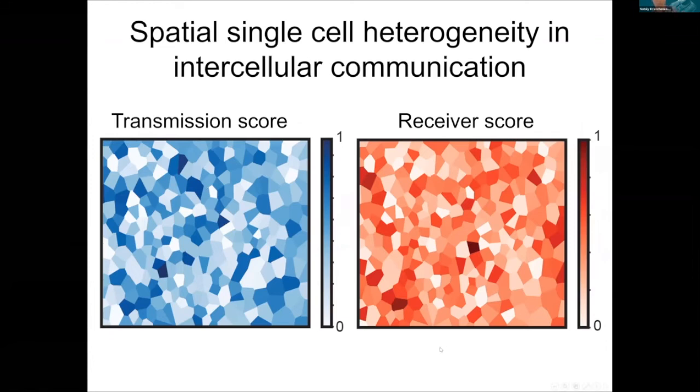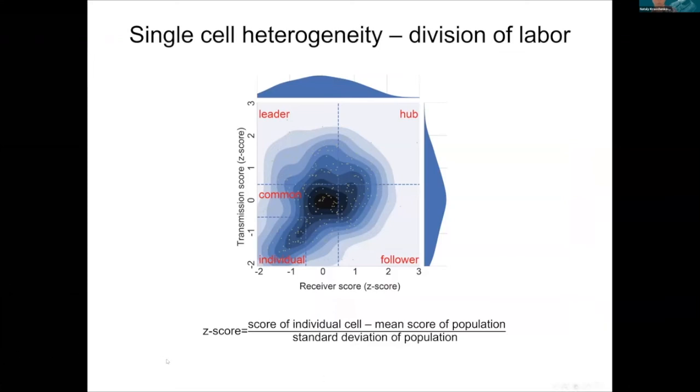Now, furthermore, we will call those cells with higher transmission scores and receiver scores different names, giving them different roles in the network. In this case, we calculate the z-score, namely the score of an individual cell, subtract the mean, and see how that compares with the standard deviation of the population of the scores. We gave the high z-score for transmission scores as leaders, and high receiver scores as followers. And if the cell has both high scores for leader and follower, we call them hub cells. For the cells that are barely communicating with each other, we call them individual cells. So this way, we quantify the heterogeneity of the population with the division of labor.